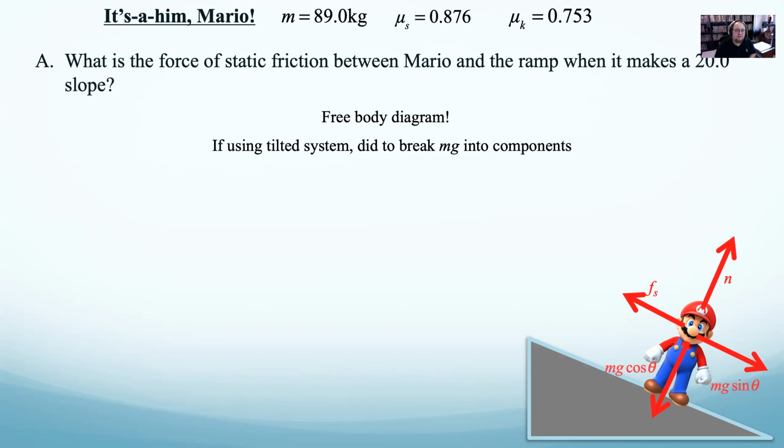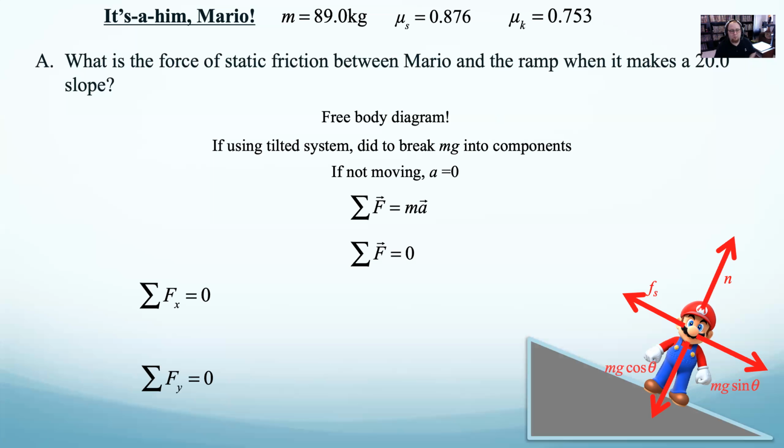Now we're looking for the force of static friction. Once again, we're going to assume he's not moving. If he's not moving, he has no acceleration, and we'll say F equals ma, but if he's not moving, a is 0. And just like always, this is really two equations, one in X, one in Y. But I have a free body diagram, so I can make my equations.